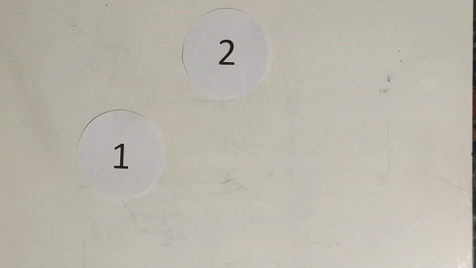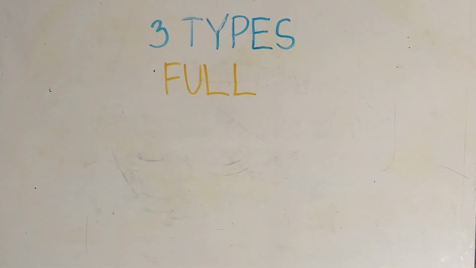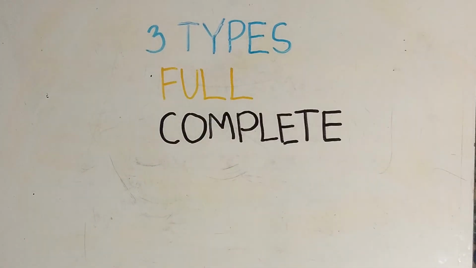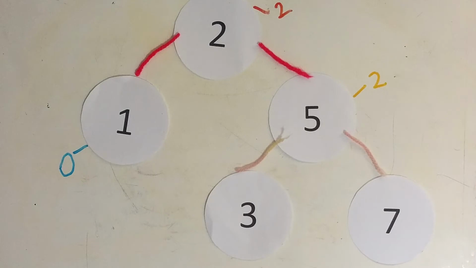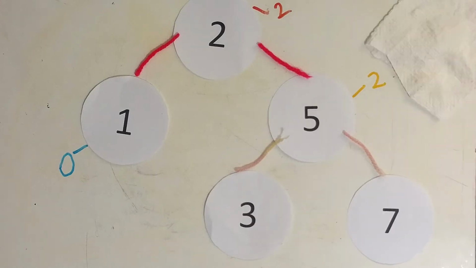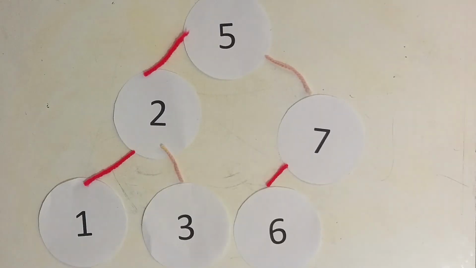A binary tree is a tree in which every node can have only a maximum of 2 children. The binary tree comes in 3 different types: the full binary tree, complete binary tree, and the perfect binary tree. The full binary tree is a binary tree in which every node has either only 2 or 0 as its number of children. The complete binary tree is a tree in which all levels are filled except for possibly the last one, and all nodes are filled in as far left as possible.